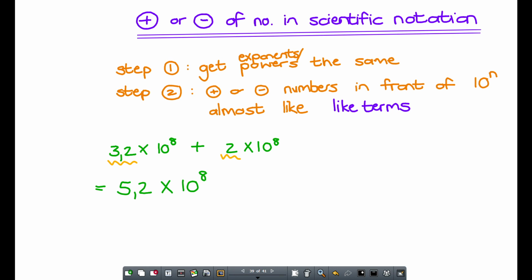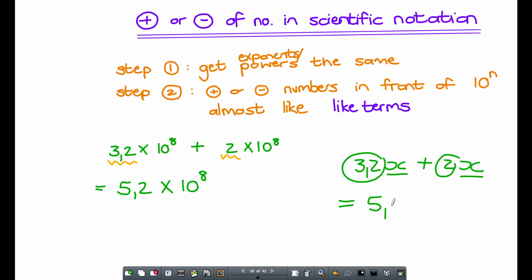It's like when you said 3,2x plus 2x. Because that x tells me they are like terms, we can only add them, and that means it would be 5,2, and can you see it stays x. So it's the same principle that we're using over here. Okay, let's look at the next 2 examples.